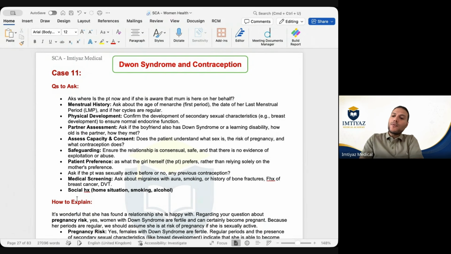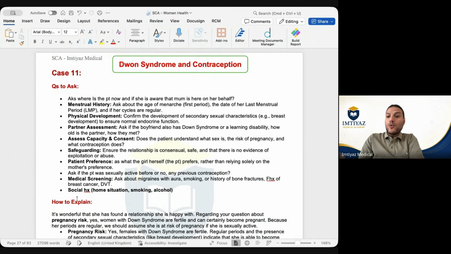A 15 or 15-and-a-half-year-old Down syndrome girl who met another Down syndrome boy at a party. So her partner has Down syndrome. So there is no safeguard concern here.